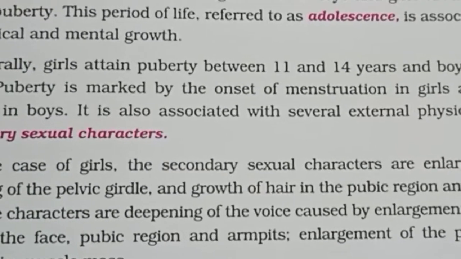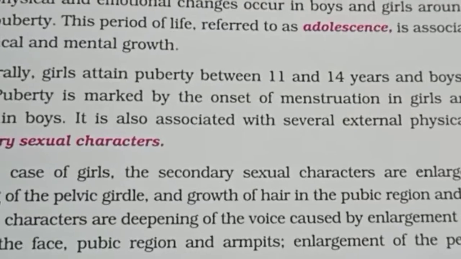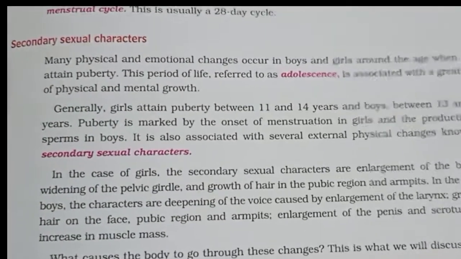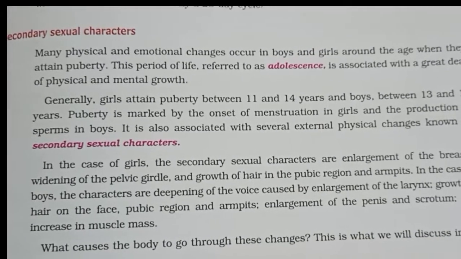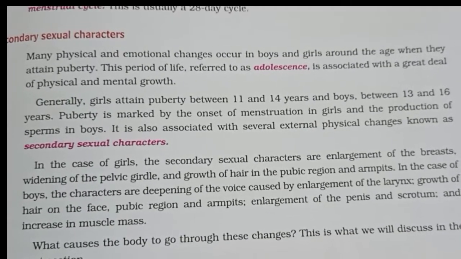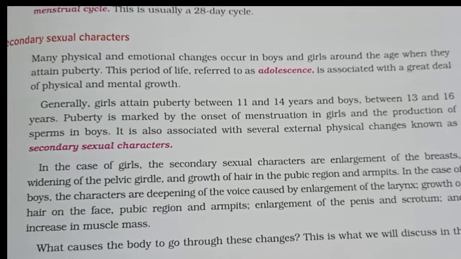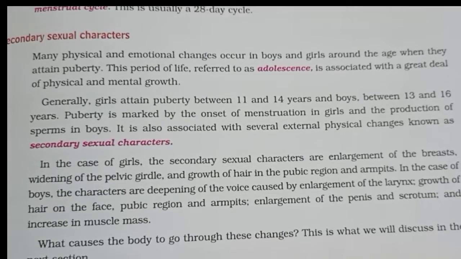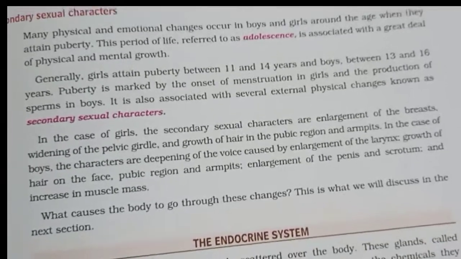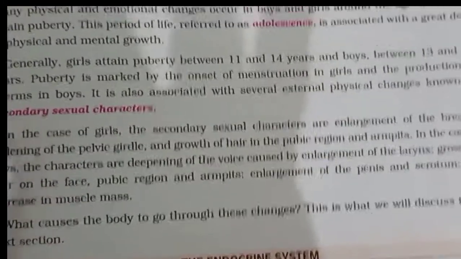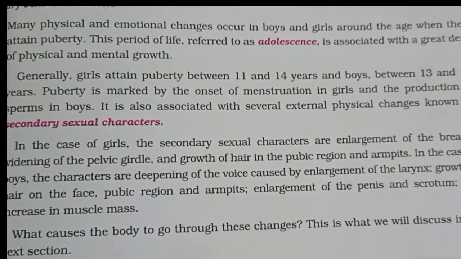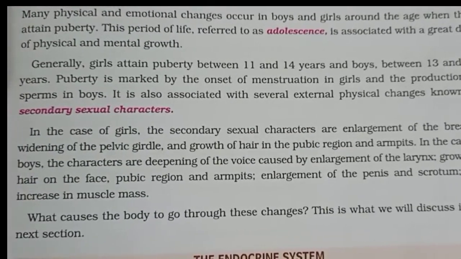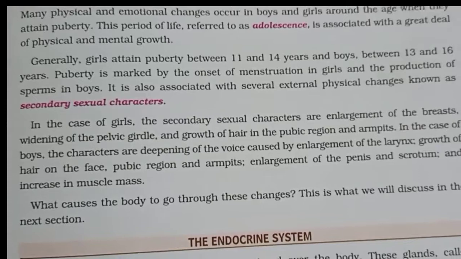Our next topic is secondary sexual characters. Many physical and emotional changes occur in boys or girls around the age when they attain puberty. So what is the age of puberty? Usually it is told that girls attain puberty between 11 and 14 years, and boys attain puberty between 13 and 16 years.